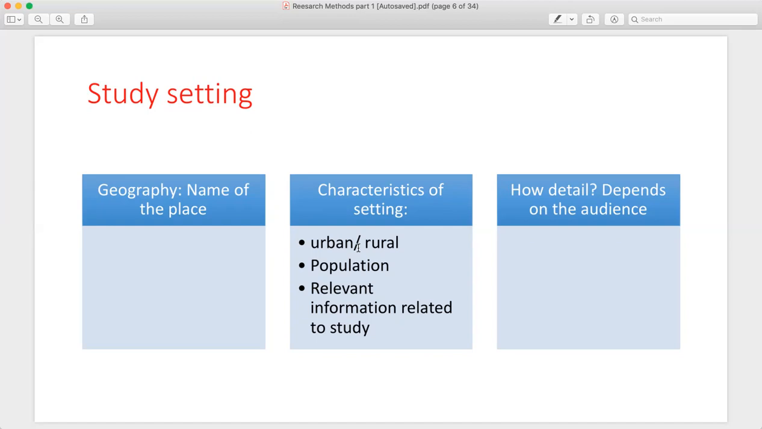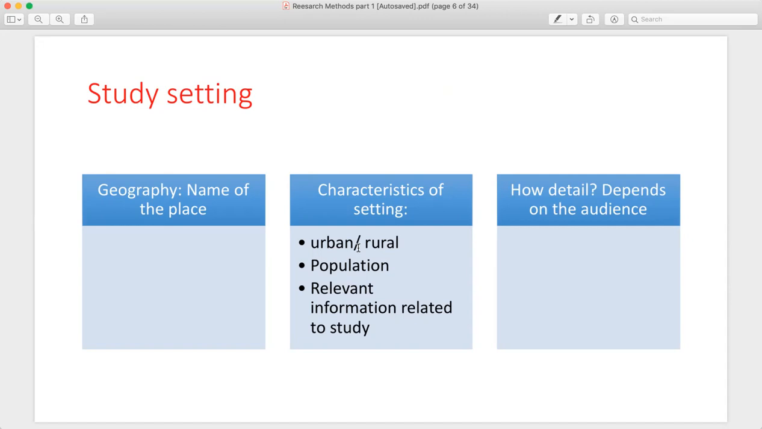But if, for example, in our setting, we are the audience, then we don't need to talk in general about South Asia or Nepal. We can just directly get into Dhulikhel or any municipality that we are conducting the study in. And we also present the relevant information that is related to our specific objective.